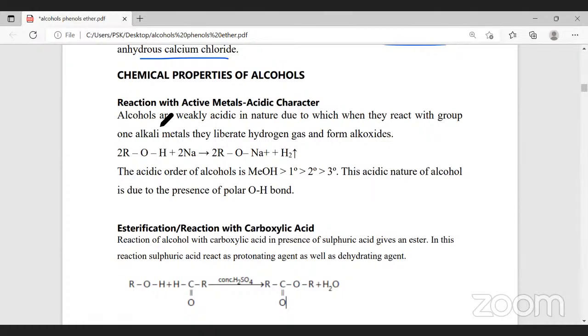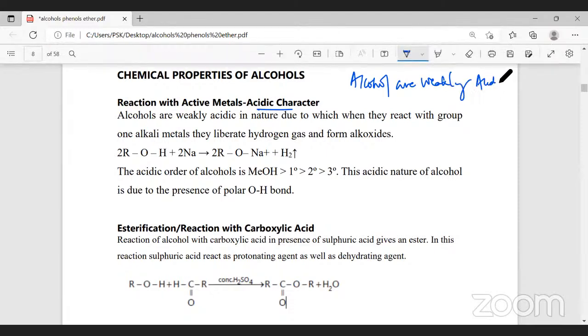Now, chemical properties of alcohol. The first one is reaction with active metals, acidic character. Alcohols are neutral in nature, but they have partial acidic character. They are weakly acidic in nature. Why are they acidic in nature? See, alcohols are weakly acidic in nature, due to which they react with group 1 alkali metals and liberate hydrogen gas. So any molecule which gives hydrogen will be called an acid.